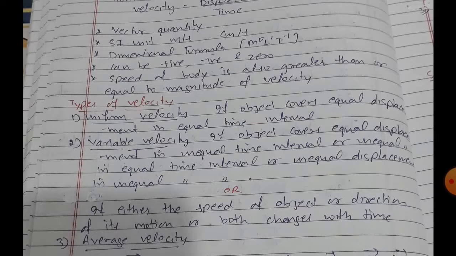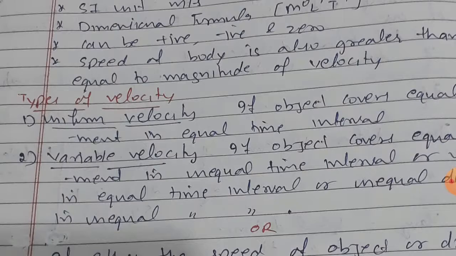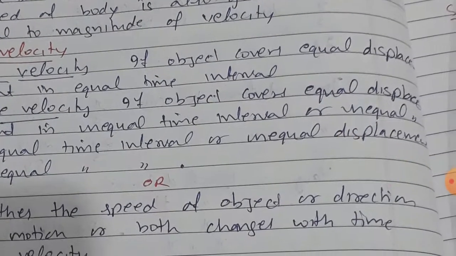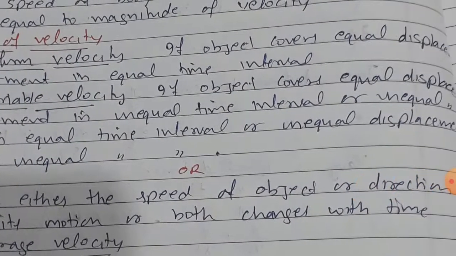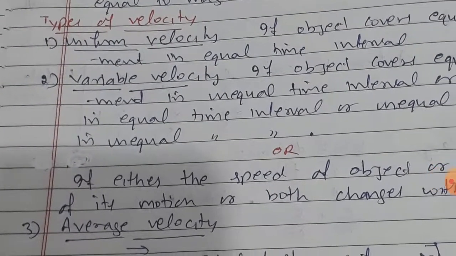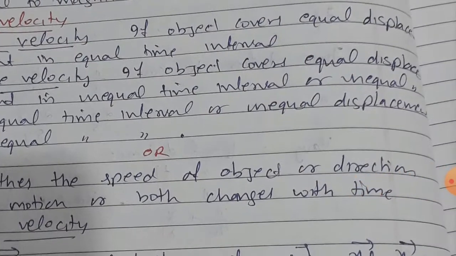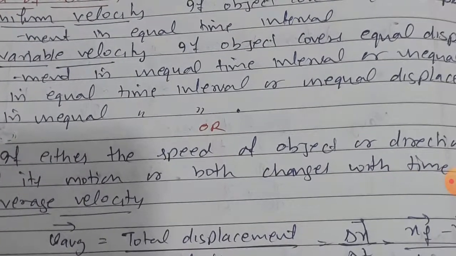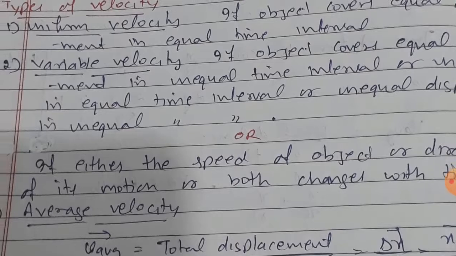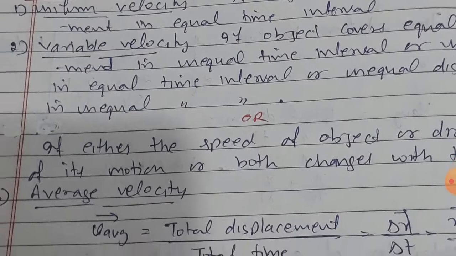Next come the types of velocity. Uniform velocity: if an object covers equal displacement in equal intervals of time. Variable velocity: if an object covers equal displacement in unequal time, or unequal displacement in equal time interval. We can define variable velocity in another way also. If either the speed of the object changes or the direction of its motion changes or both change with time, then we say that the object is moving with variable velocity.